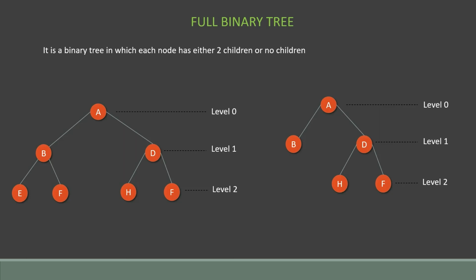This is the second example, in which we can see that each node has either two children or no children at all.